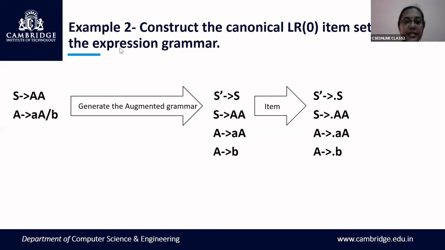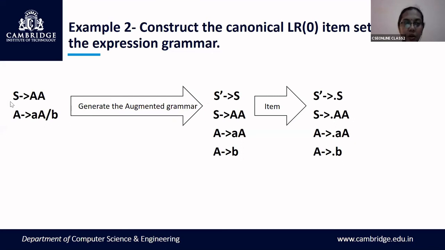So this is the second example to construct the canonical LR0 item set. The example is S derives AA, and A derives AA or B. So this is the given grammar. Assuming that this grammar is unambiguous, we move on to the next step. The next step is generating the augmented grammar. So what is augmented grammar?